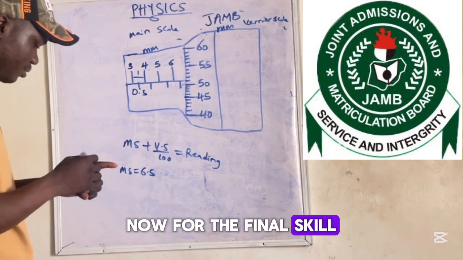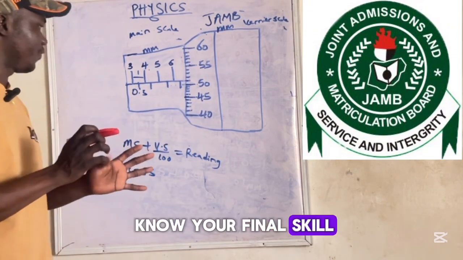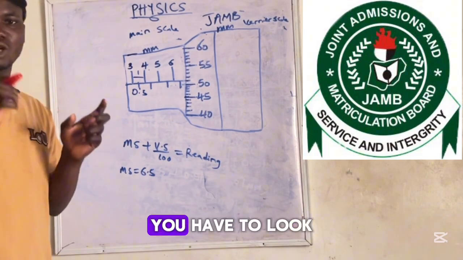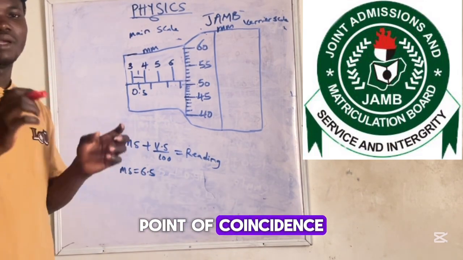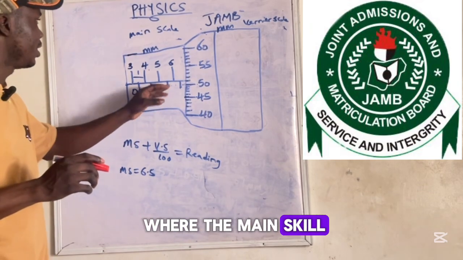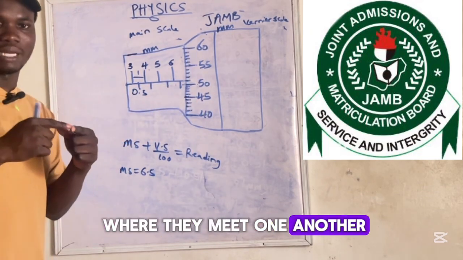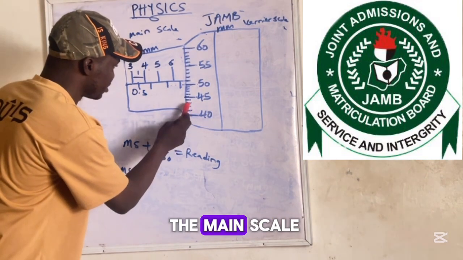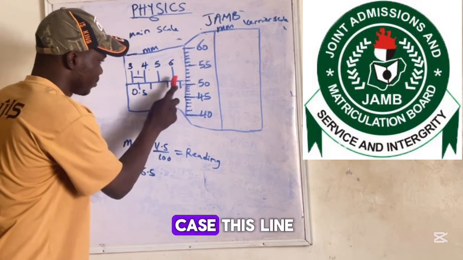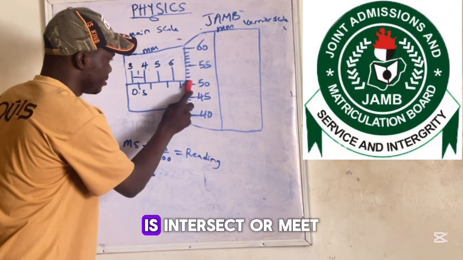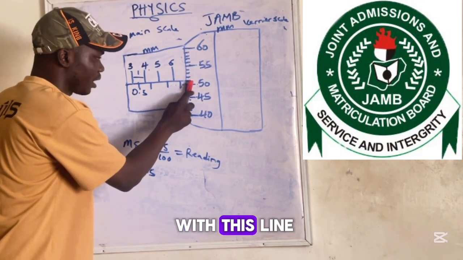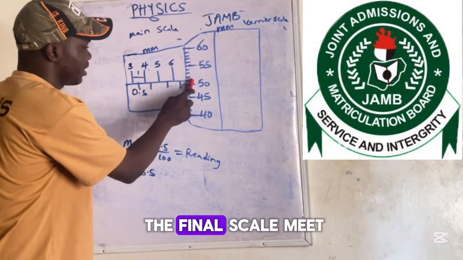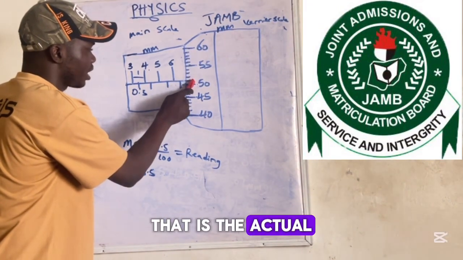Now, for the vernier scale, it is basically simple and direct. It is the point of coincidence. You have to look for something we call the point of coincidence. Point of coincidence means where the main scale and the vernier scale meet one another. Now, if you look at all these lines, they don't meet with the main scale. But here, in this case, this line, when it is coming like this, meets with this line. And when the main scale and the vernier scale meet one another, that is the actual reading for the vernier scale.